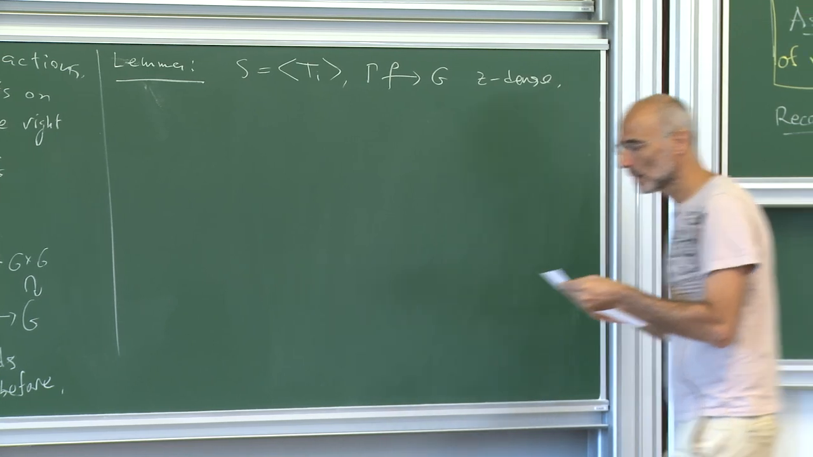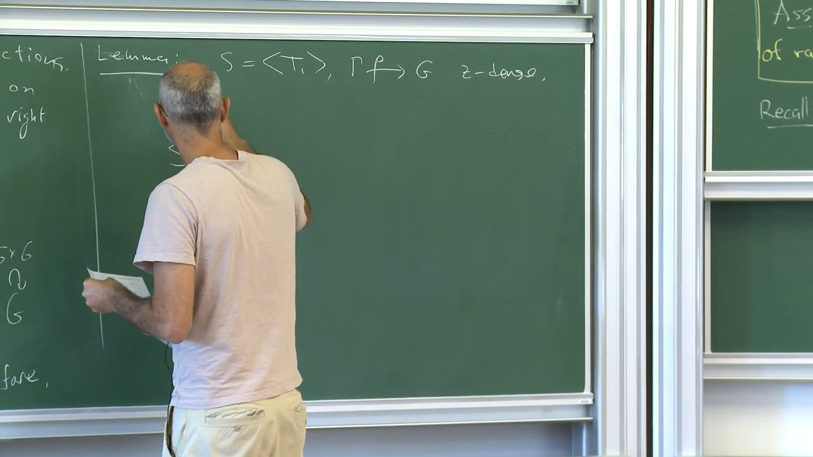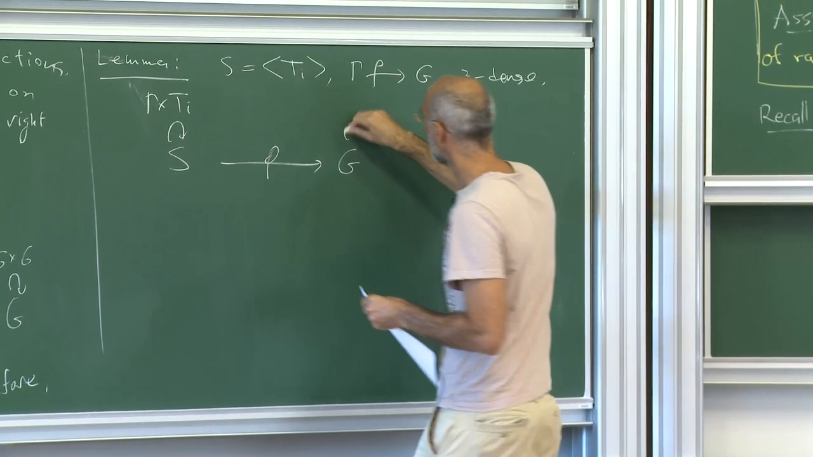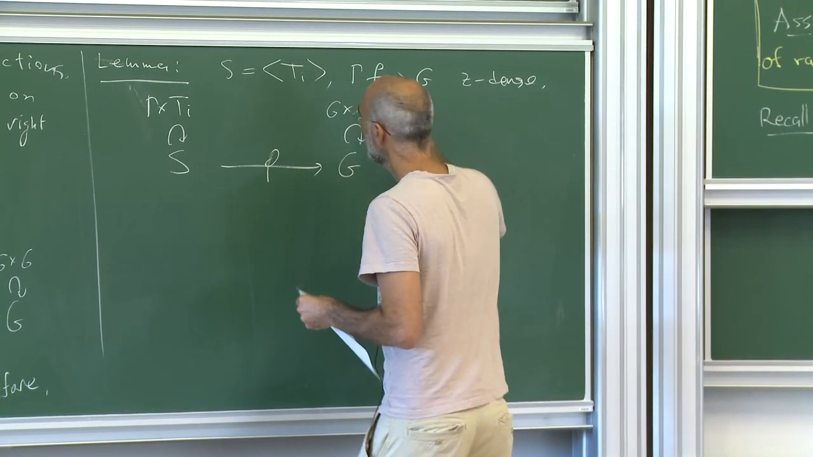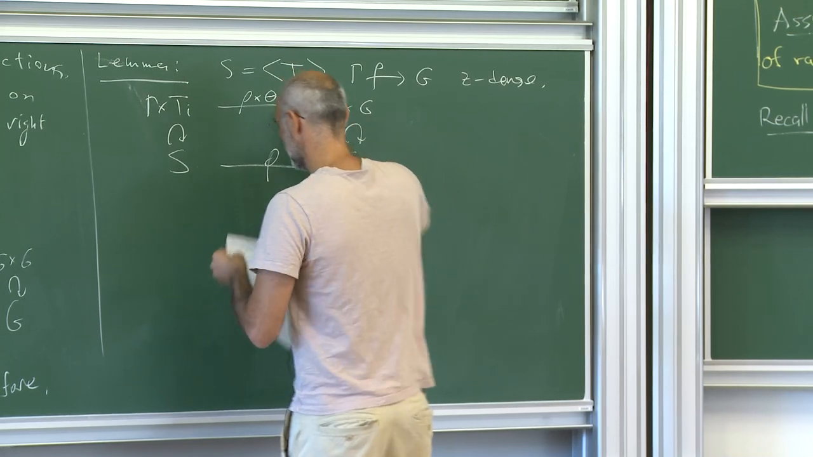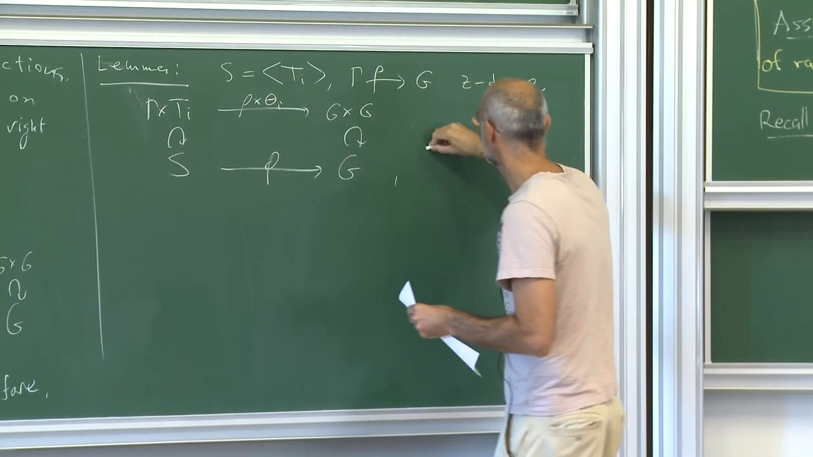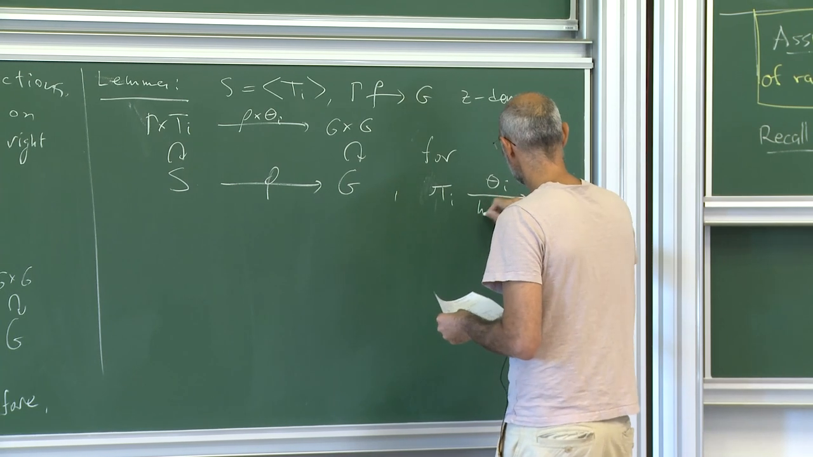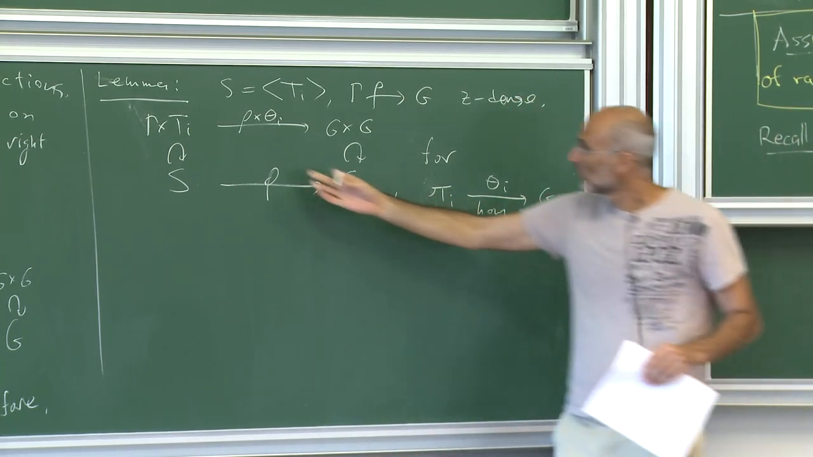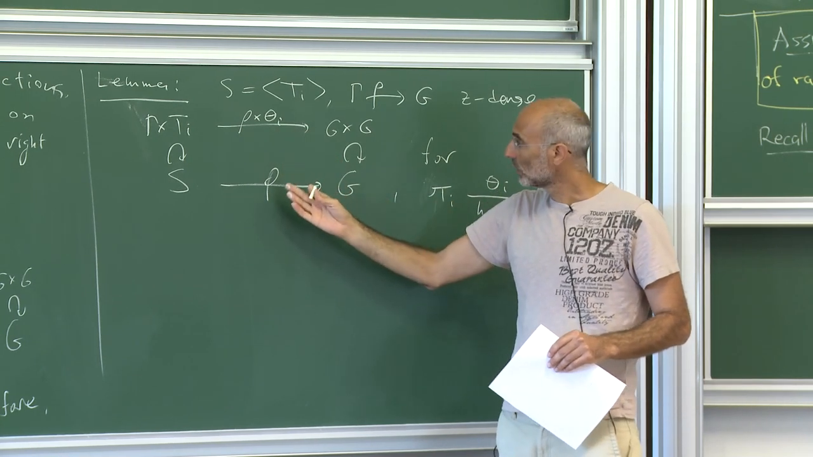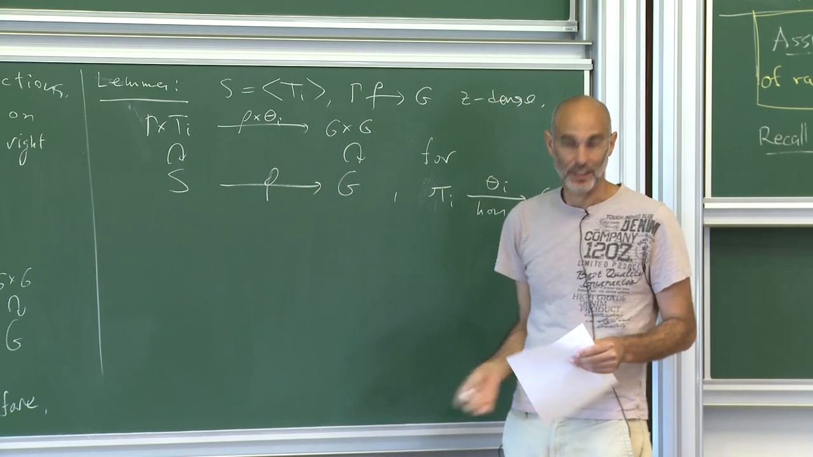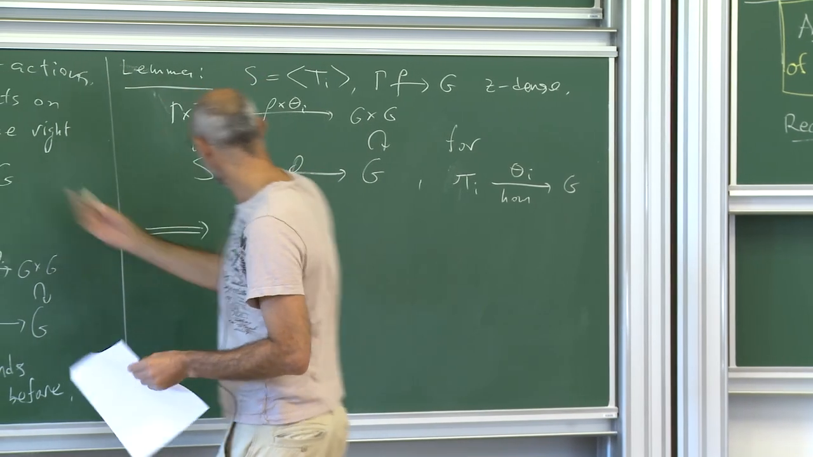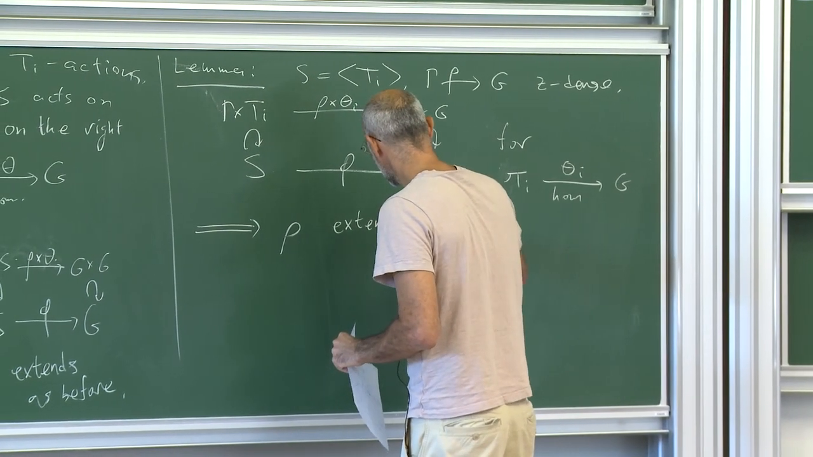I have this, the dense. And I have this setting. Target is G now, and I have G times G, and various theta i's, which are homomorphisms, so I have partial homomorphisms from S, but global measurable map, right? That's the data. And we had a little computation showing that rho extends to S.